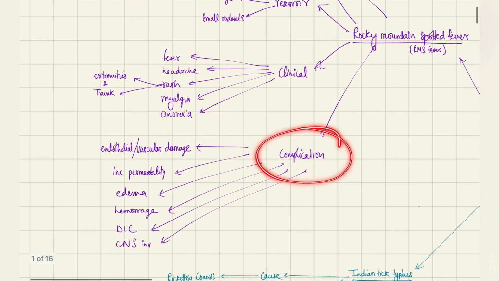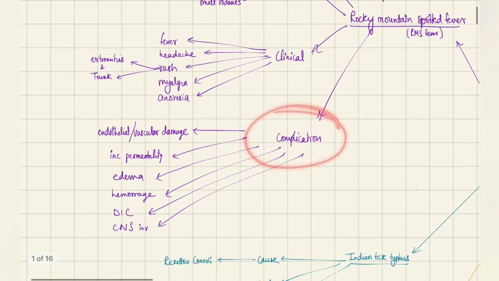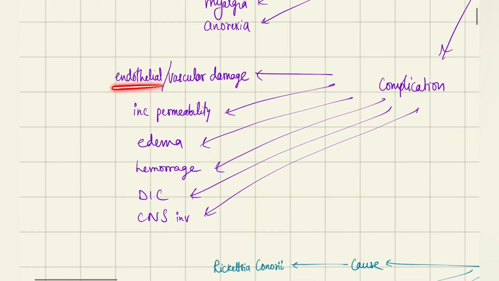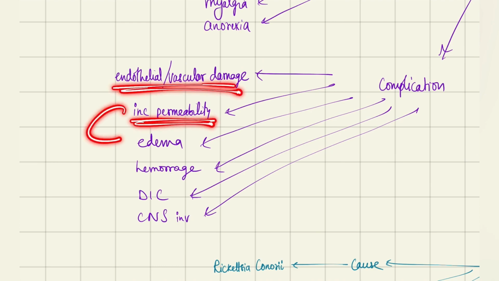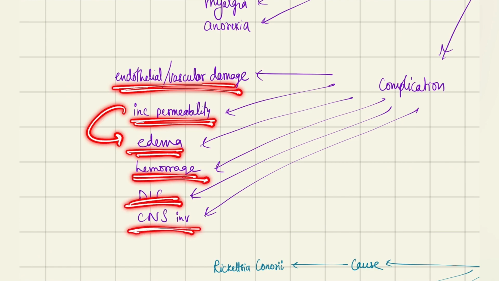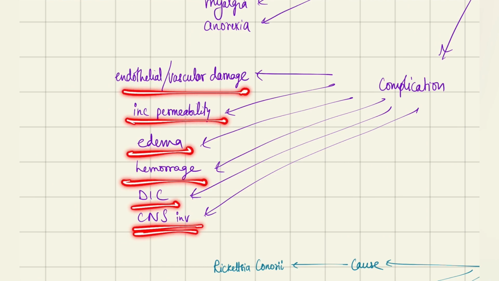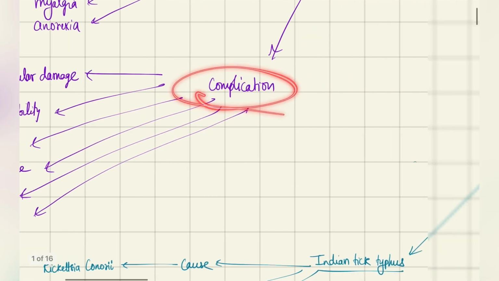Coming to complications. Okay, this is important here. There are complications related to Rocky Mountain spotted fever, and this is also one of the most important ones. So the complications are basically there can be endothelial vascular damage, increased permeability, which can cause edema, hemorrhage, DIC, or CNS involvement, say confusion or coma. So CNS involvement, DIC, hemorrhage, edema, increased permeability, or endothelial and vascular damage. These are the complications associated.